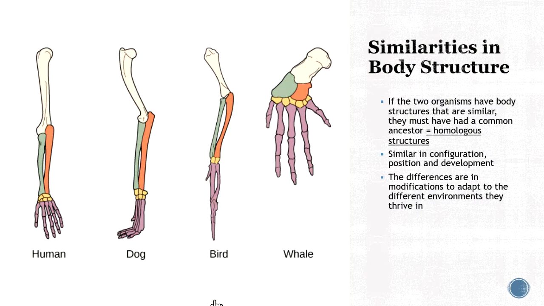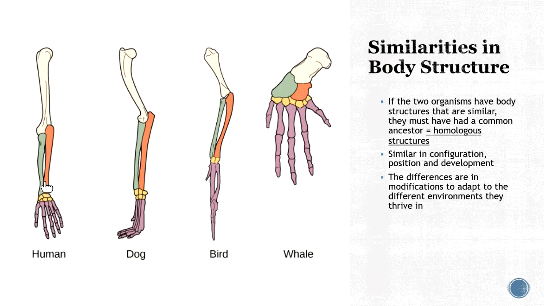So with body structure, the term homologous structures is going to show up right here. If two organisms have body structures that are similar, they must have a common ancestor. So it might physically look different, but the overall layout is very similar. You're going to say they have the same configuration and development. And there might be differences in modification to adapt to the environment that might alter how it is.